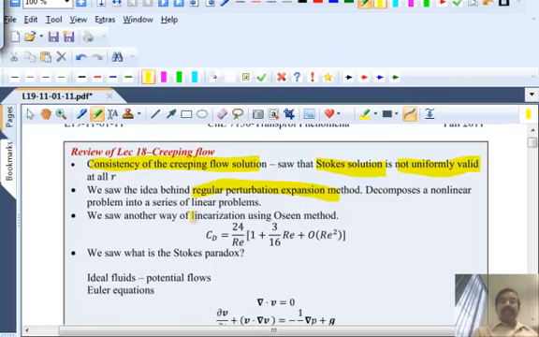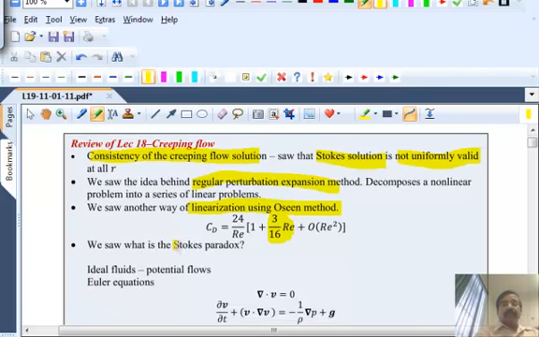And we saw another way of linearization, which is the Oseen method, which is more ad hoc. The first one has some formal structure to it. The second one is I'm just going to decompose the velocity into a main velocity u and a perturbation and ignore all the perturbations around it. And he was able to derive and solve the extension of the Stokes problem to get a correction to the Stokes flow. And then we saw what is a Stokes paradox. Does anybody remember what a Stokes paradox is?